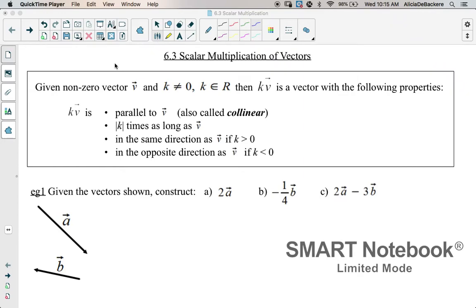Okay, welcome to lesson 6.3. In this lesson, we're going to be talking about scalar multiplication of vectors. So when I take a scalar amount and I multiply it by a vector, we've already kind of seen some of this. We're just going to go a bit further with it today.